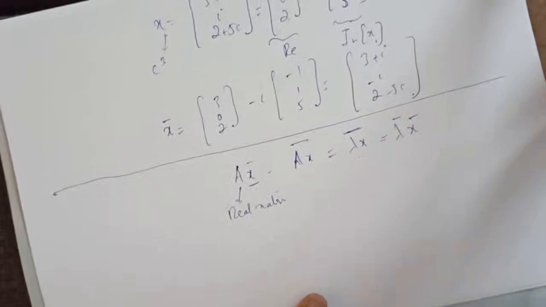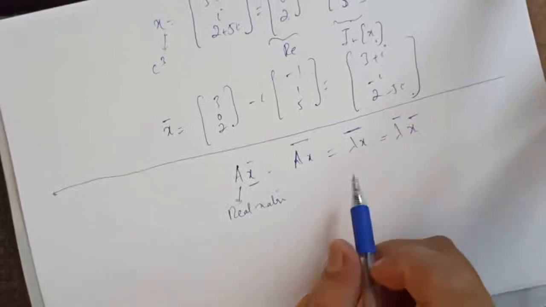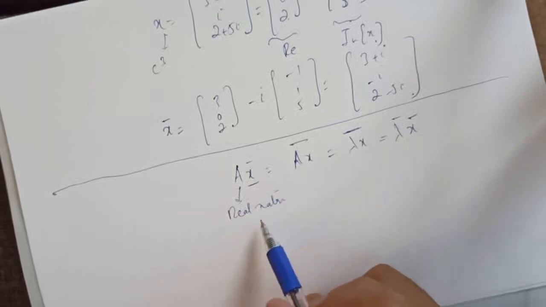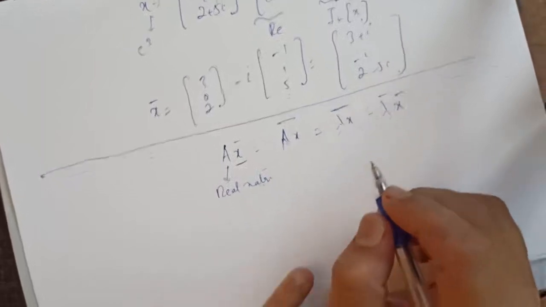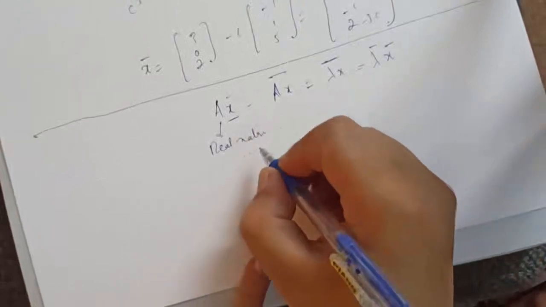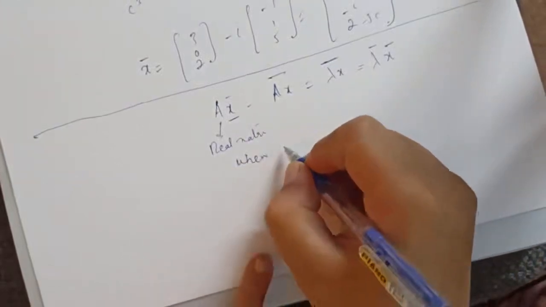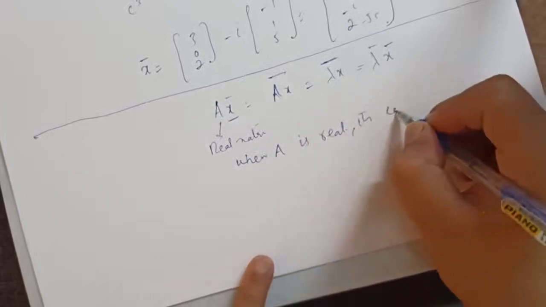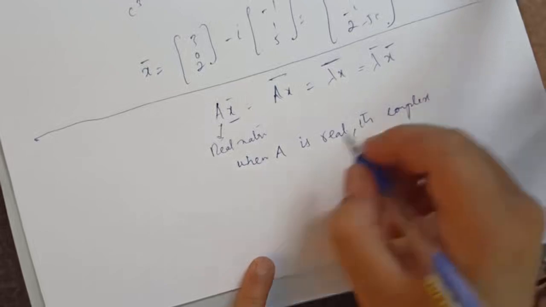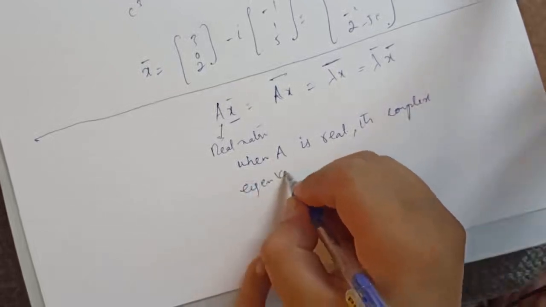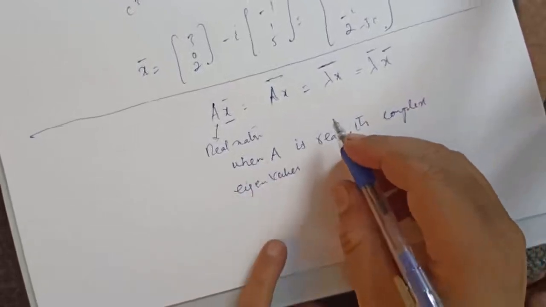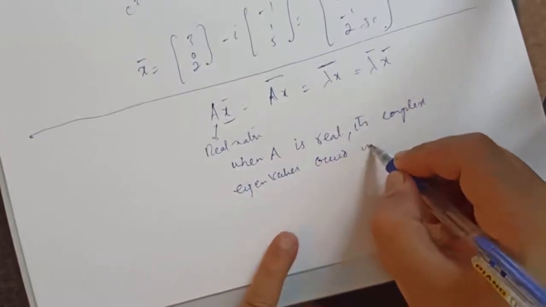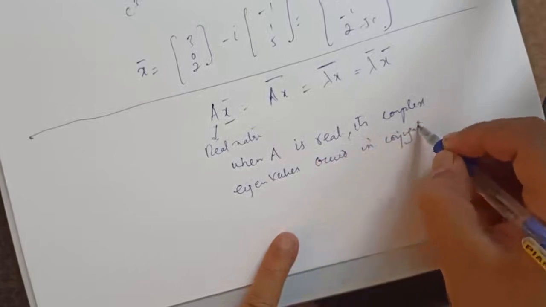Okay, this shows that when A is real, its complex eigenvalues occur in conjugate pairs. Okay, so when A is real, its complex eigenvalues occur in conjugate pairs.